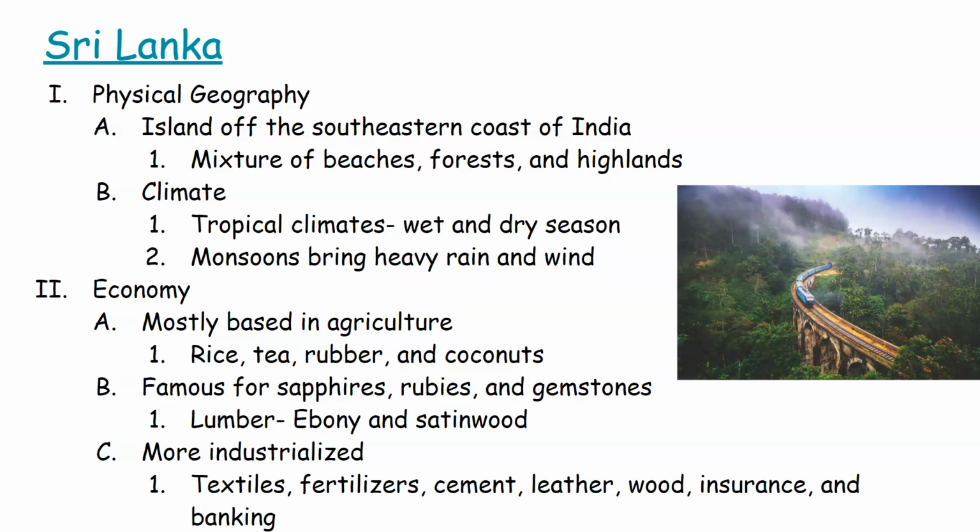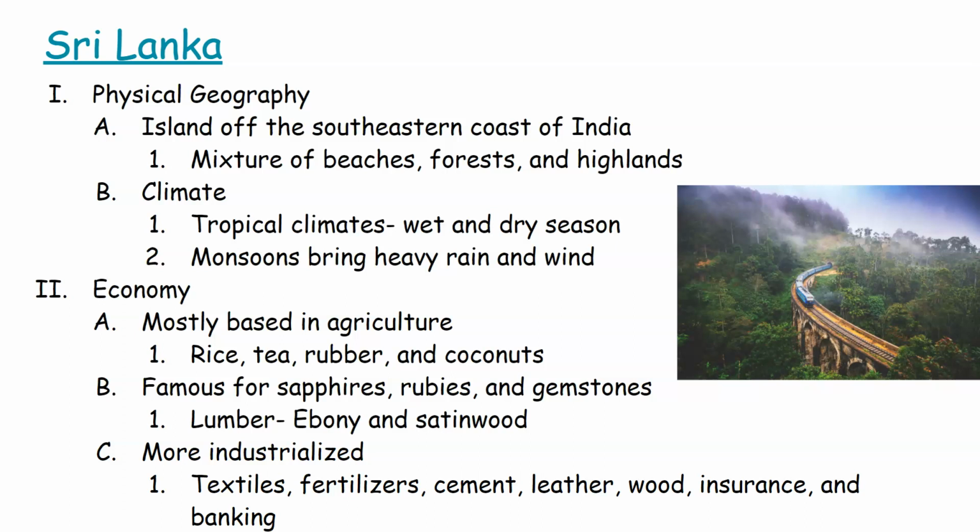Sri Lanka is our third country. It's an island off the southeast coast of India. In physical geography, it's a good mixture of beaches, which is going to be economically quite important, as well as forests and highlands. Infrastructure-wise, you can see from the image here, you've got trains that make their way through those highlands as well as through the forests.